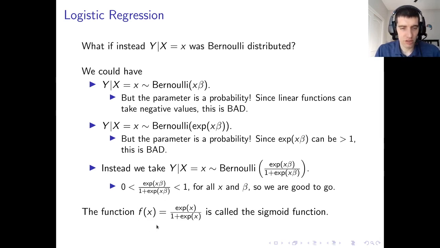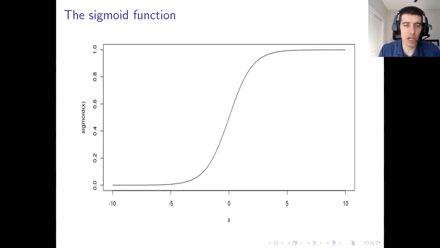This function f of x, this exponentiation of x over 1 plus exponentiation of x, this thing we've wrapped the linear function in, is called the sigmoid function. Here I've called it the sigmoid function because it's the only sigmoid function we'll consider in this class, but in general there are other types of sigmoid functions. What's important is that its shape is like this, okay? The sigmoid function takes x values, which can be arbitrary, and maps them to be between 0 and 1. Okay, so this is the shape of the sigmoid function.